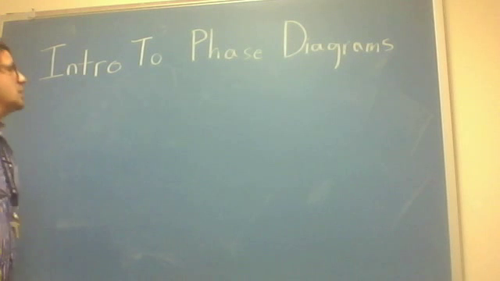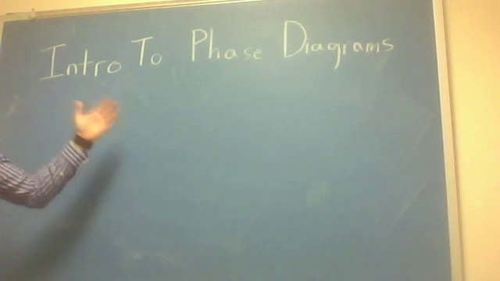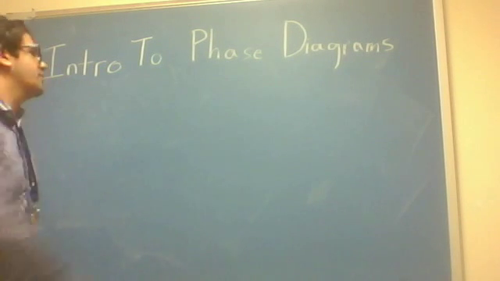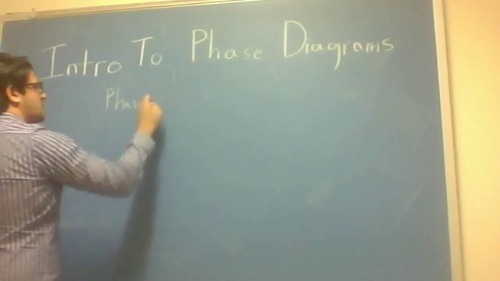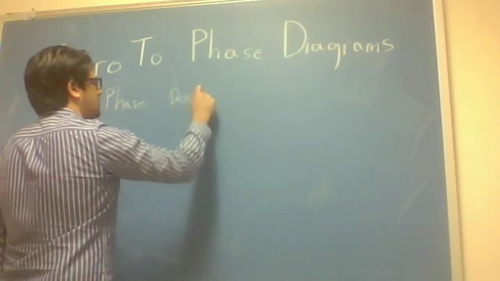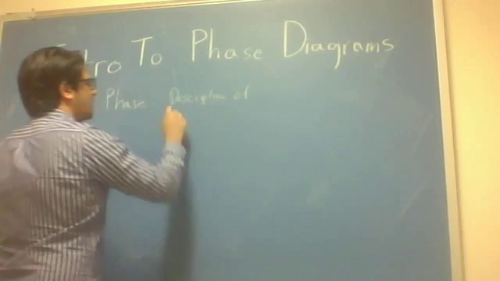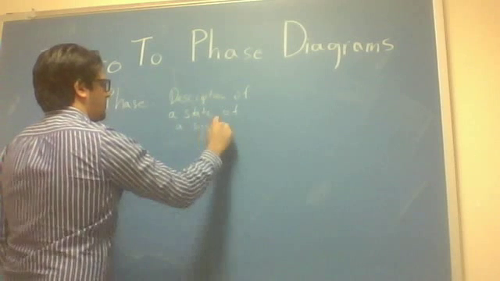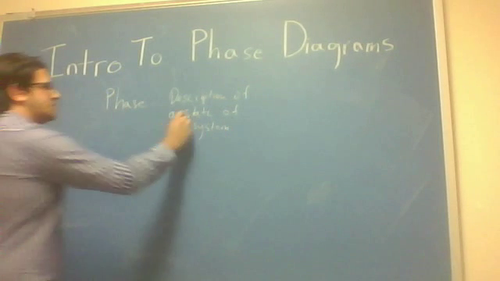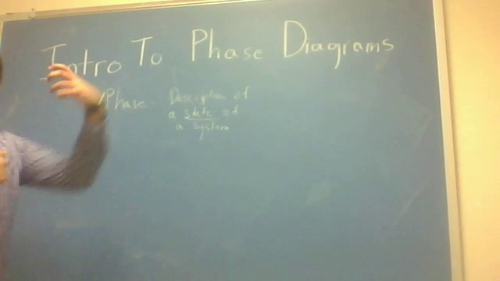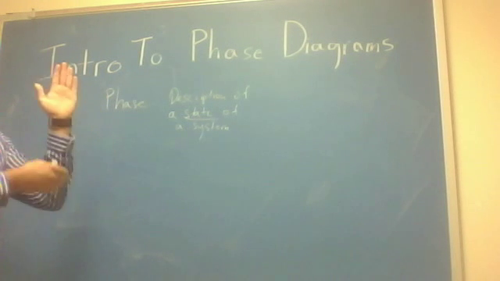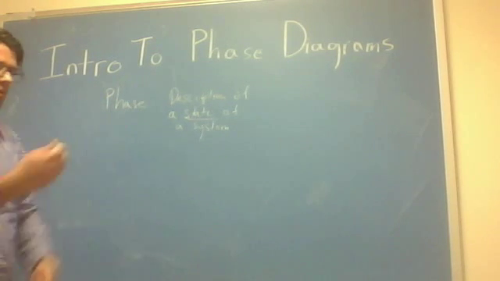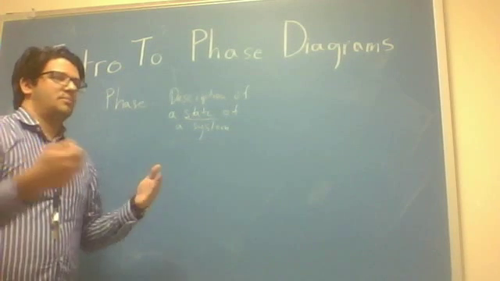Today I'm going to talk about an introduction to phase diagrams. I'm going to give an example and what constitutes a phase diagram. So first thing you want to know is, okay, what is a phase, right? A phase is just a description of a state of a system. So in this phase, we have maybe liquid or solid, or maybe liquid and solid. Hence why phase diagrams are actually useful.